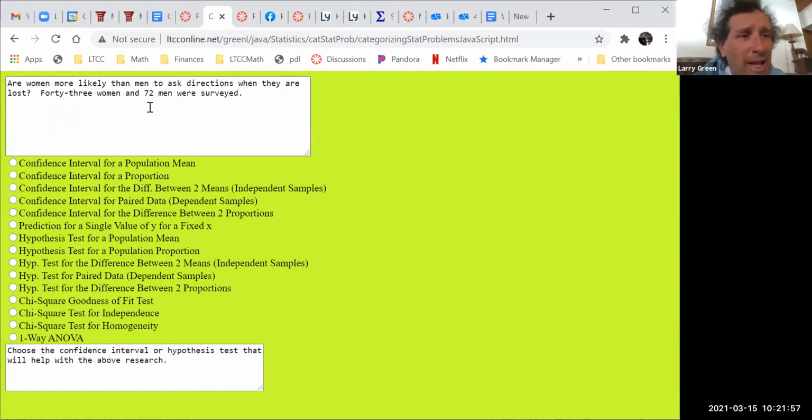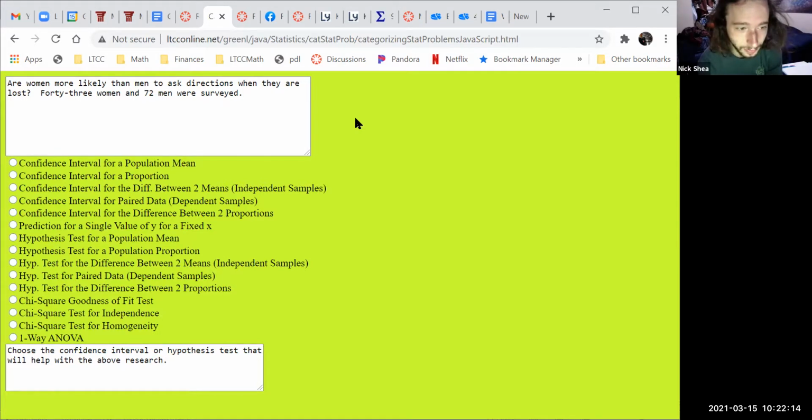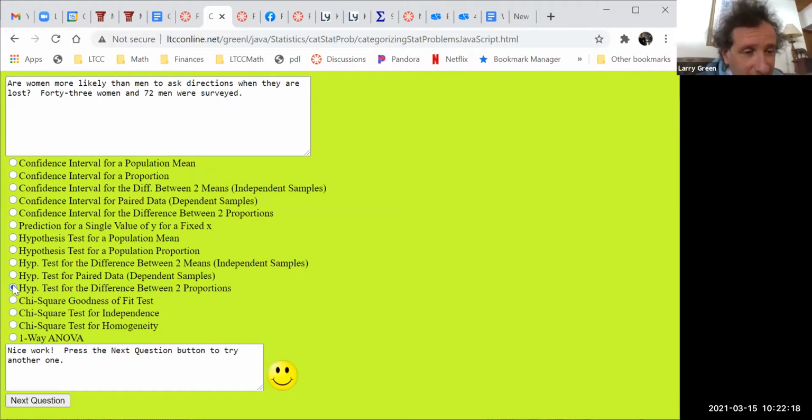So are women more likely than men to ask directions when they're lost? 43 women and 72 men were surveyed. Would it be hypothesis test for the difference between two proportions? Let's try it. That's right. Awesome. 2 for 2.